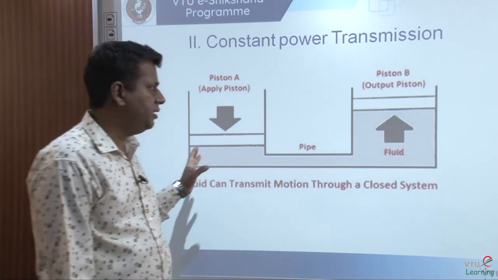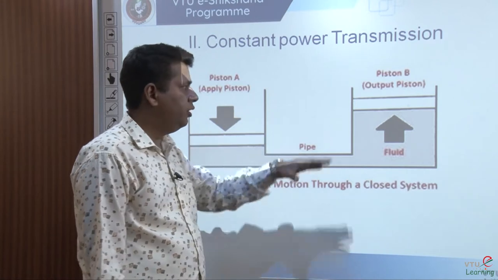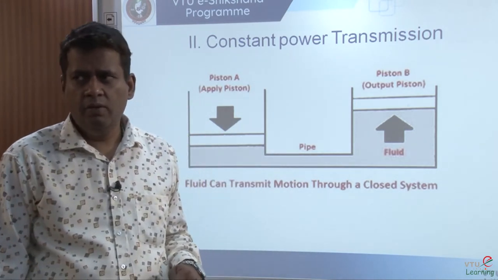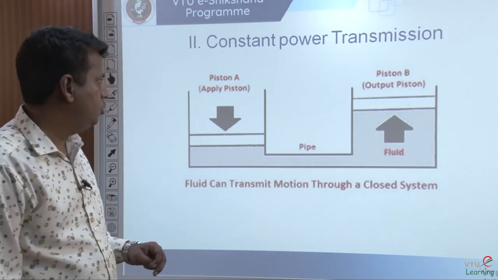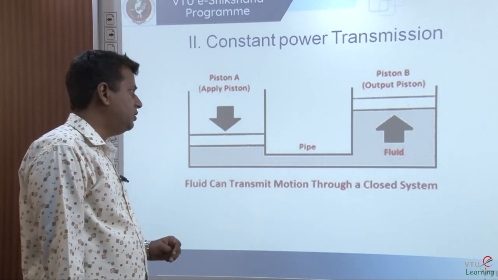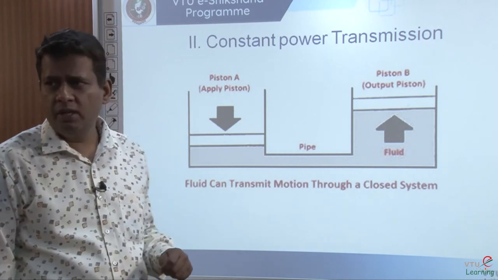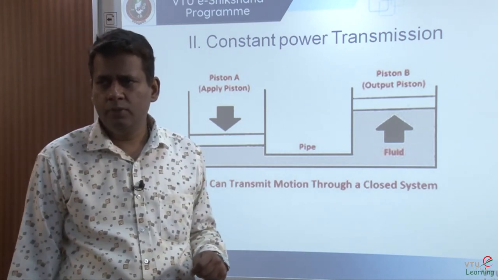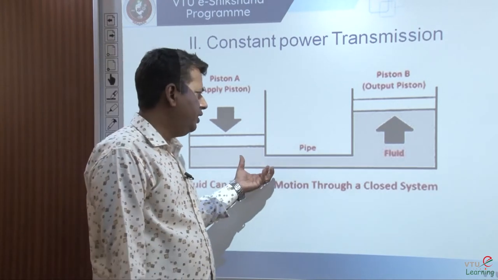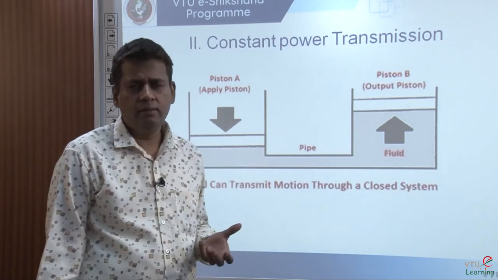Two identical cylinders, one on the left side which is called the input cylinder and one on the right side which is called the output cylinder, right? We designate them as two cylinders A and B. They are fitted with two pistons, piston A on the input side and piston B on the output side, right? And now what I do is I fill this cylinder with fluid.